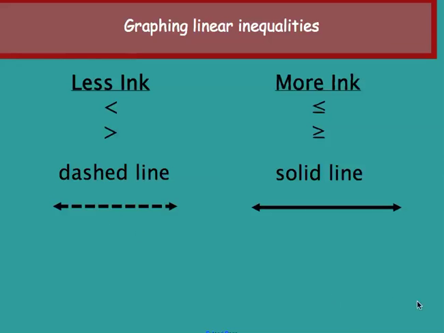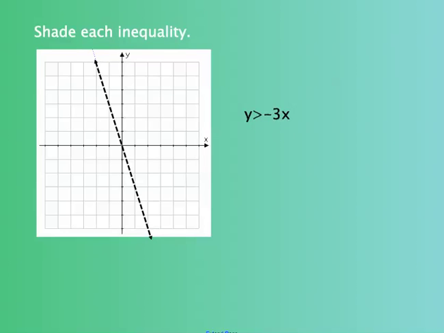The second part of graphing these linear inequalities is shading the graph. What we're going to do is take a look here at a couple different graphs, and we're going to decide which way to shade our graphs. Let me turn my pen on.